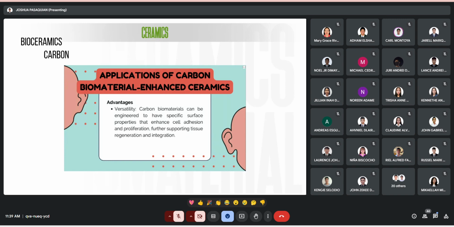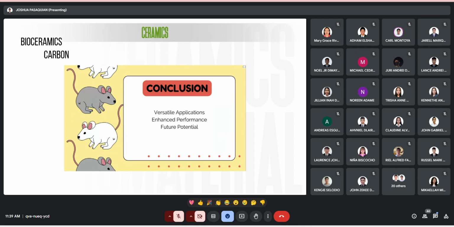Lastly, versatility. Carbon biomaterials can be engineered to have specific surface properties that enhance cell adhesion and proliferation, further supporting tissue regeneration and integration. Conclusion. Carbon biomaterial enhanced ceramics offer a game-changing innovation in various industries due to their excellent characteristics and wide application range.